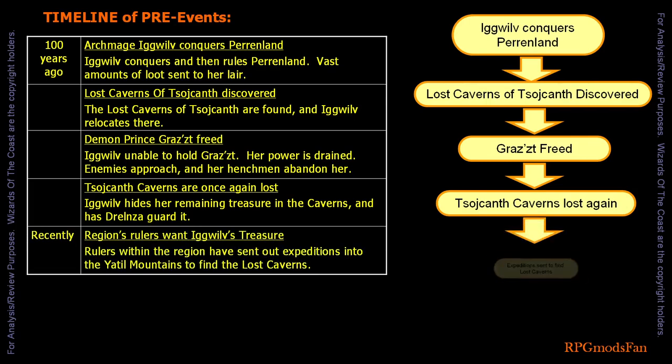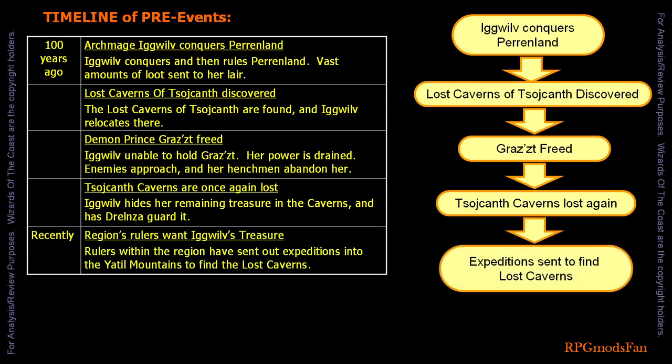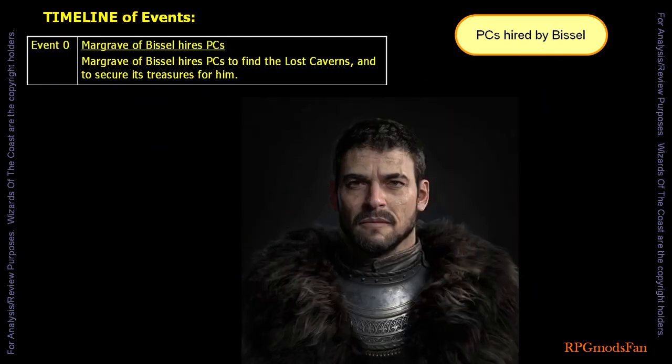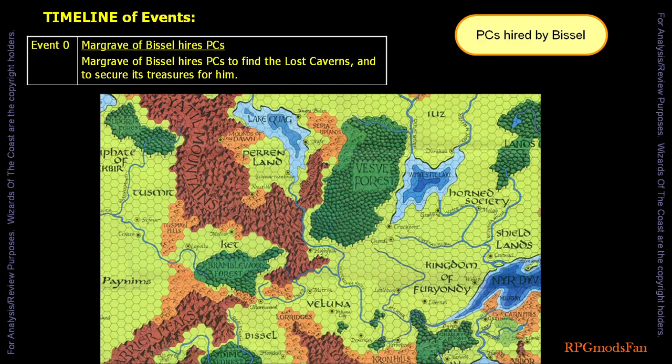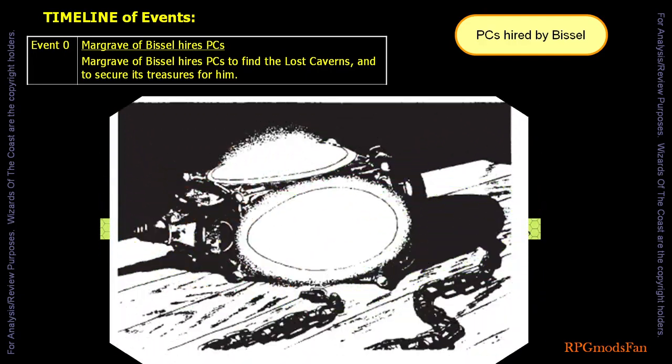The caverns are thought to be somewhere east of the town of Crestable. The rulers of Iuz, Perrinland, Veluna, and Ket have sent expeditions into the Yattle Mountains seeking the location of the caverns, which, so far, have failed. The player character's party is sponsored by the Margrave of Bissell to locate the Lost Caverns of Tsojcanth and to secure its treasure for the Margrave. Perrinland, Ket, Veluna, and Iuz are all rivals and enemies of Bissell, and have sent their own spies and adventurers to find the caverns and/or thwart others from finding it. In particular, all these rulers want Da'ud's Wondrous Lanthorn.